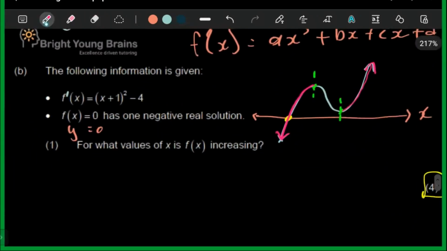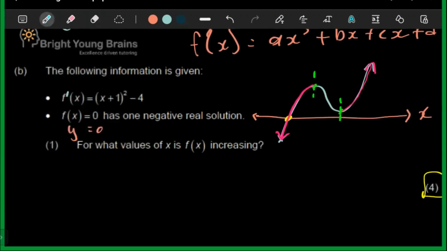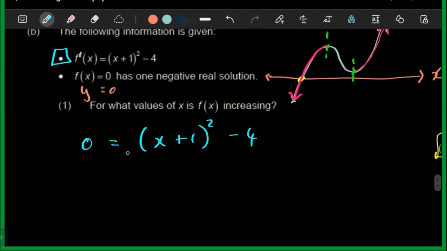This is where your first derivative is going to come to bail you out, because clearly we need the turning points. To get the x values of the turning points, we need the first derivative, and you need to make it equal to 0. So let's make our first derivative equal to 0. The reason is that we need the x values of our turning points. If we get those, we can say the graph is increasing from this x value going to the left and from this x value going to the right. So let's solve for x.